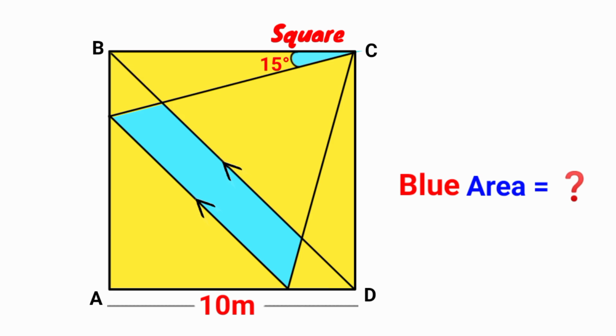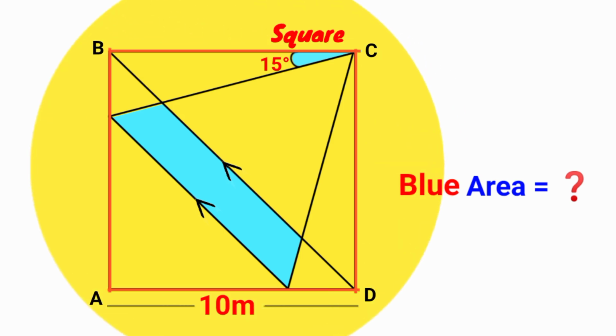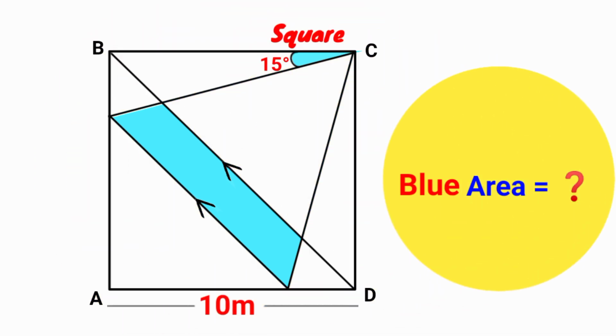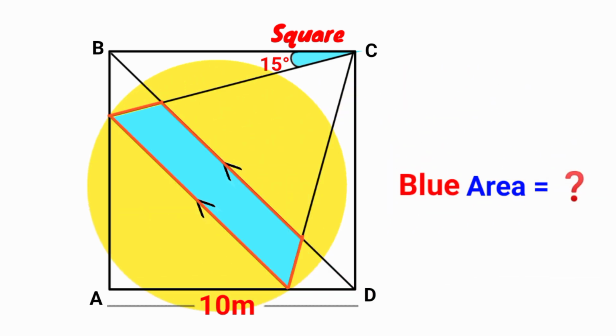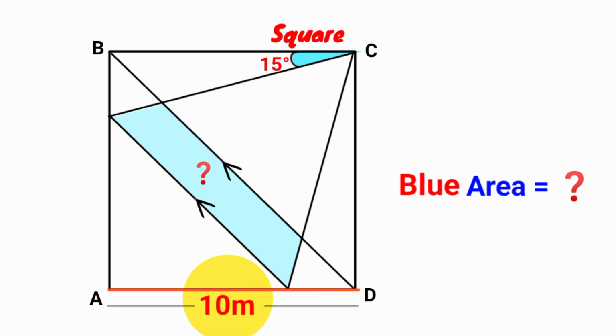Welcome to M&E. We have a square-shaped quadrilateral, and from here we are to calculate the blue area, that is the area of this quadrilateral here. We have the length of this side to be 10 meters. The size of this angle is 15 degrees. This line and this line are parallel.